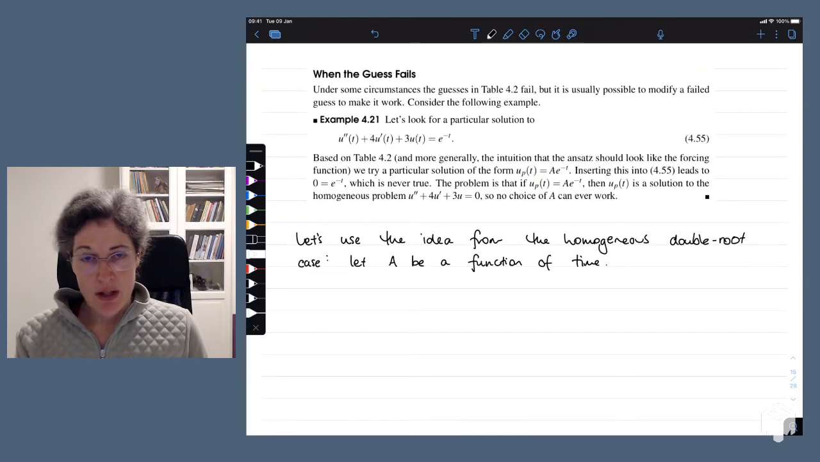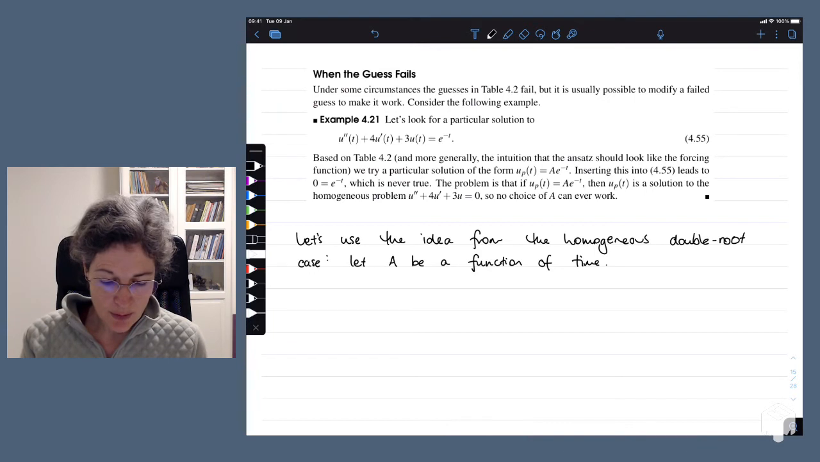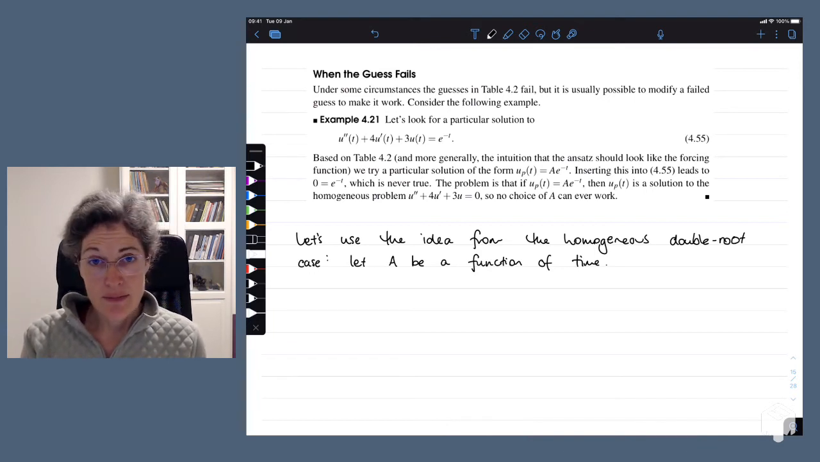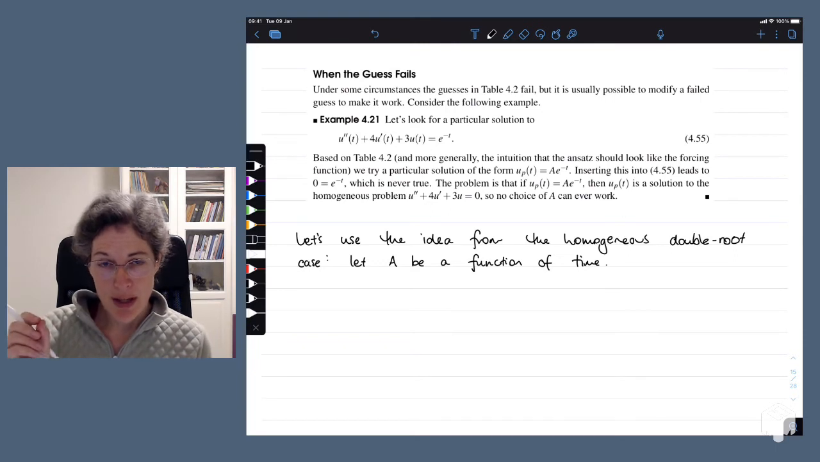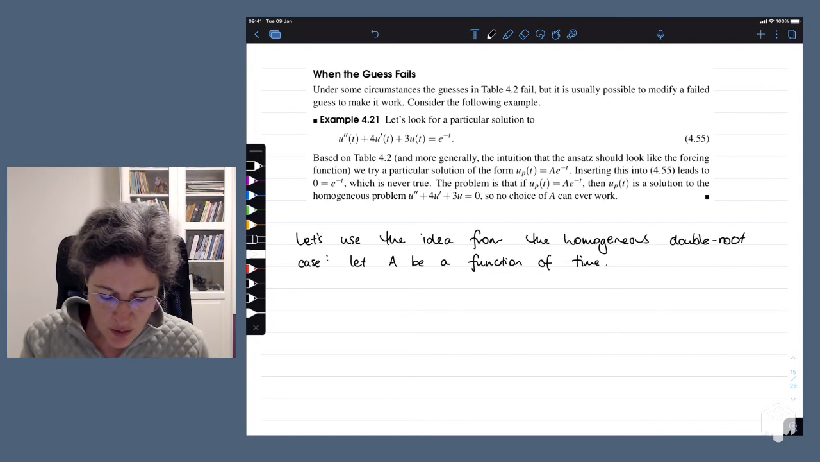So the next thing you might ask is, well, what happens if something that we try doesn't work? So let's see, because there are always tweaks that we can make. And in fact, it's a tweak that you've seen us make before already. So let's have a look.